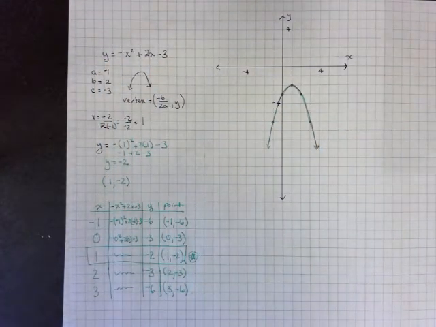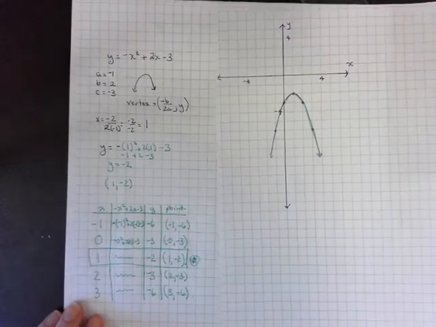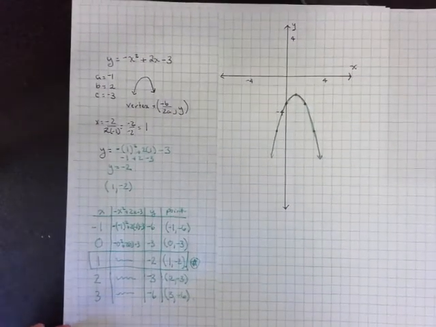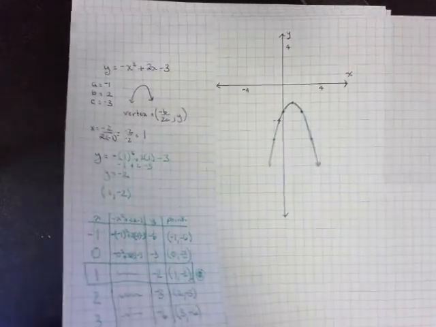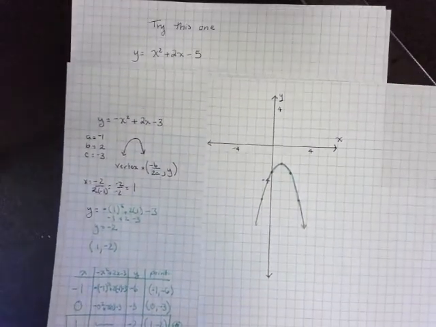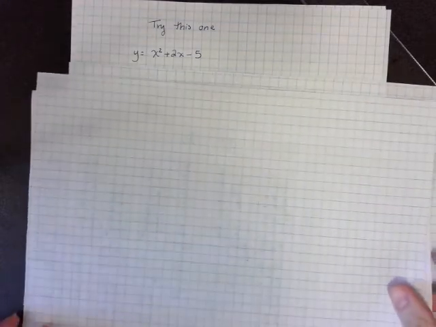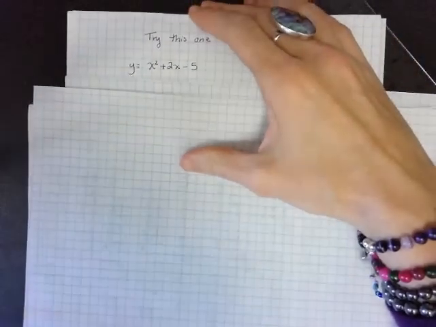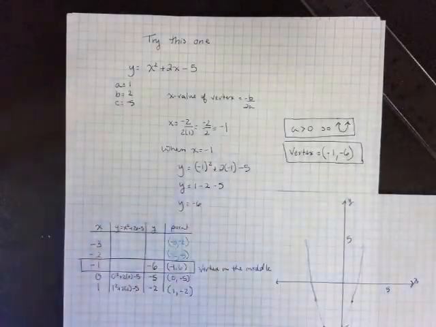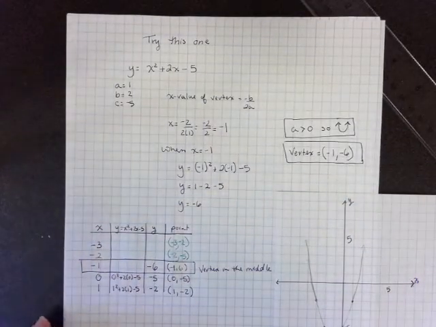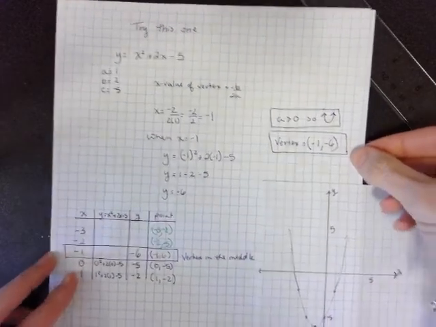So now I'm going to ask you to try the next one that I'm about to put up, but I want you to pause it. Once you've paused it, I'm going to give you the answers. So try that one. It is y equals x squared plus 2x minus 5. So pause it now, and I'm going to pull up the answer. Okay. So here is the answer to this.